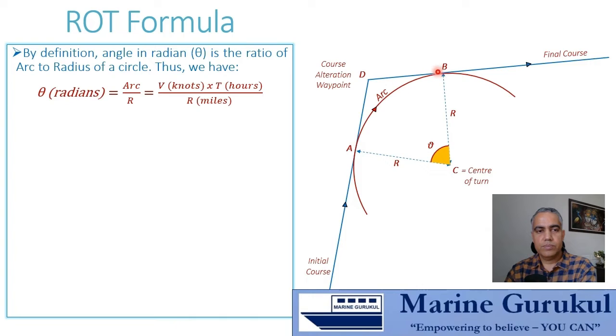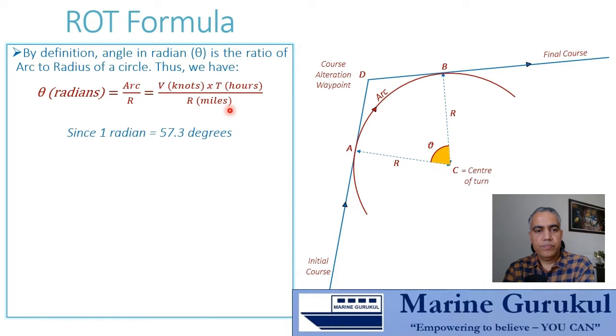Now this distance Alpha to Bravo, or the arc Alpha to Bravo, can be easily obtained by using the formula distance is equal to speed into time. The speed of the ship, let us assume the speed is v knots, and the time taken for the alteration is t hours. The time has been taken in hours here because the speed is given in the units of nautical miles per hour. So time has to be used in hours. Divided by the radius of the turn, the radius will be in nautical miles.